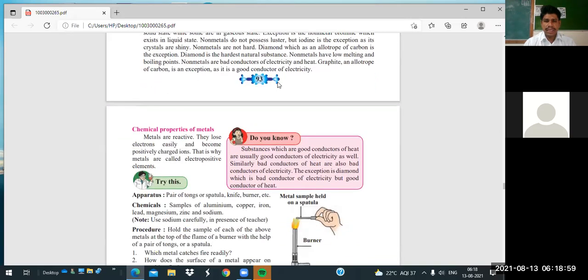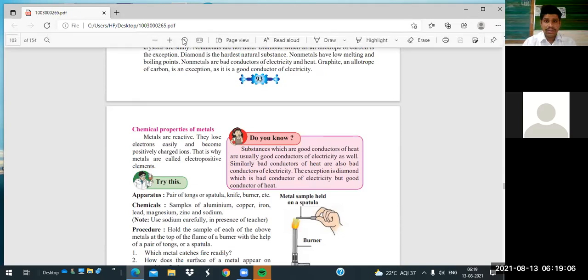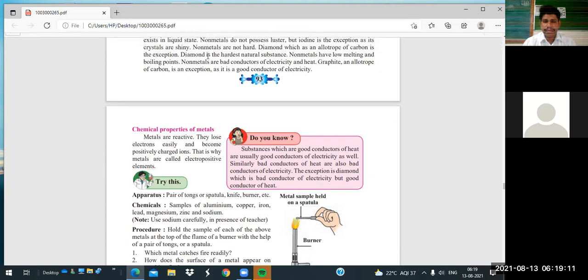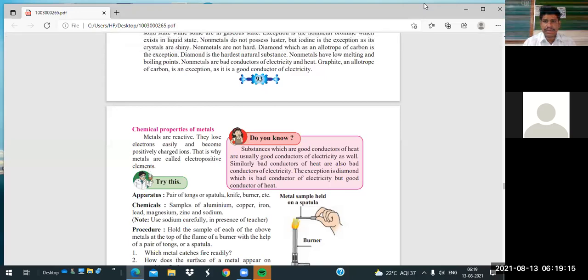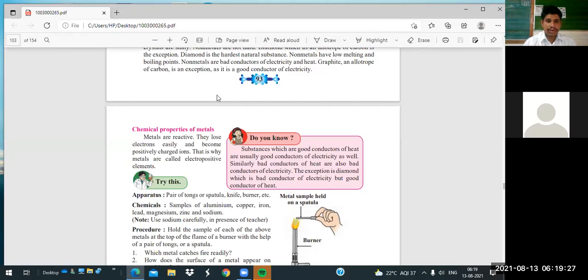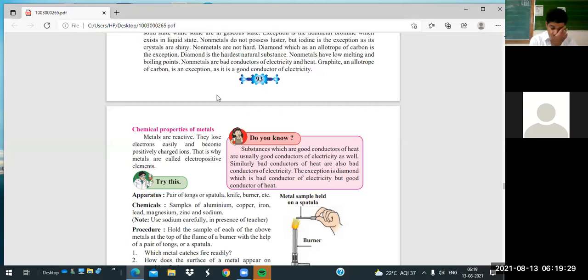Now we are going to see the next thing, that is the chemical properties of metals. So what are the chemical properties of metals that we have to see? Students, is my screen blurry? Can you tell me? Some lines are coming, no? Okay. So now we are going to start the chemical properties of metals.